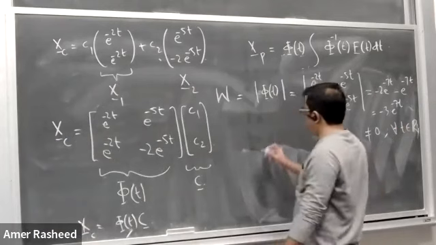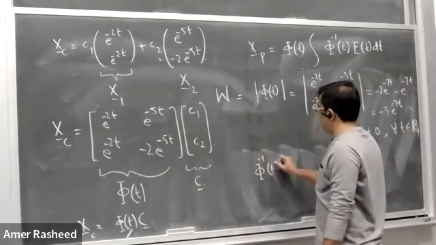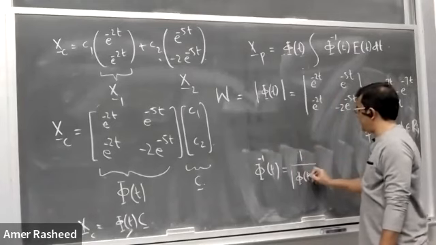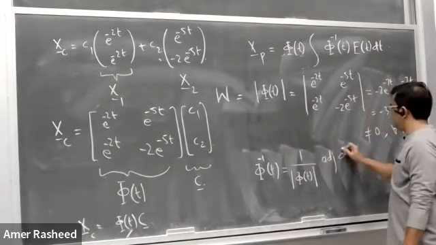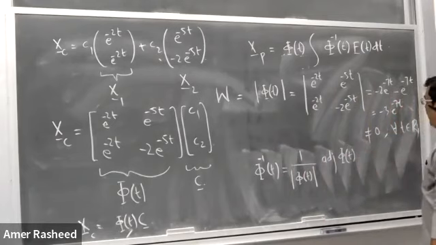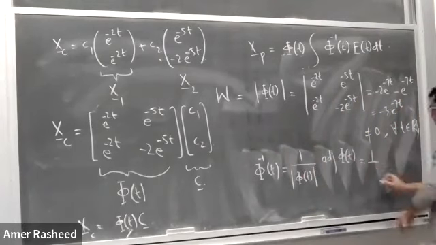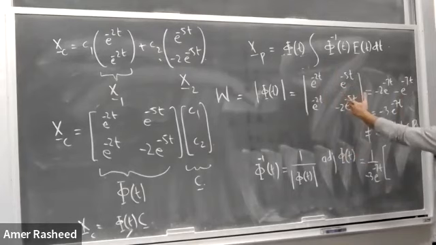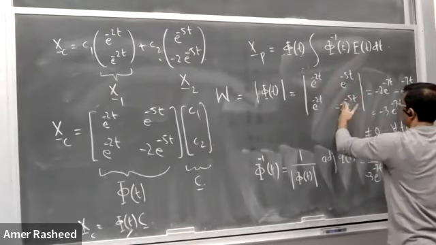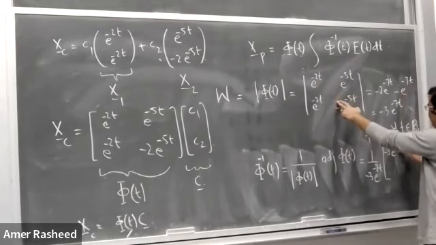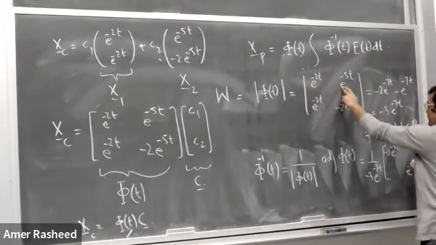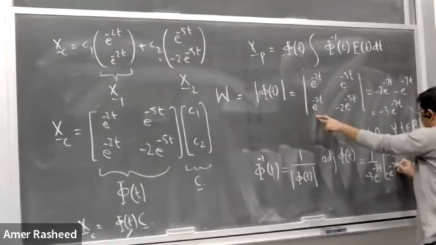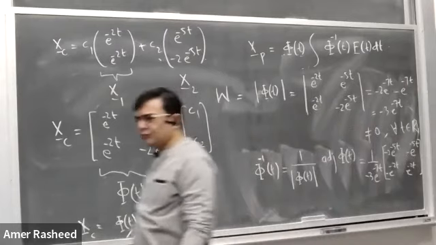If this is invertible, how do we find the inverse of phi of t? I hope you know how to find the inverse of a 2x2 matrix. It is 1 over the determinant of this matrix times the adjoint of this matrix. The determinant is negative 3 e to the power negative 7t, and for the adjoint, you swap the positions of these two entries and replace the sign of the other two entries.